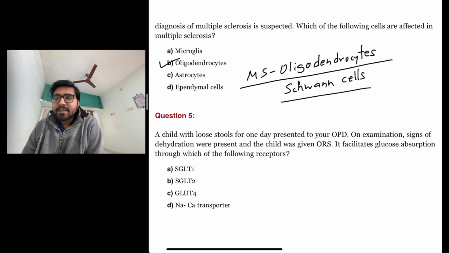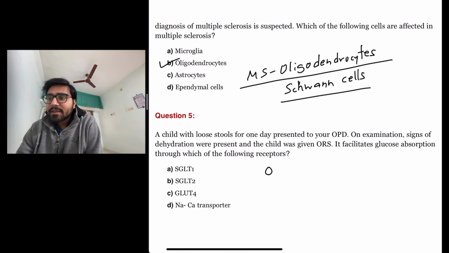The next question is: a child with loose stools for one day presented to your OPD. On examination, signs of dehydration were present and the child was given ORS. It facilitates glucose absorption through which of the following receptors? So, ORS is given to the child.